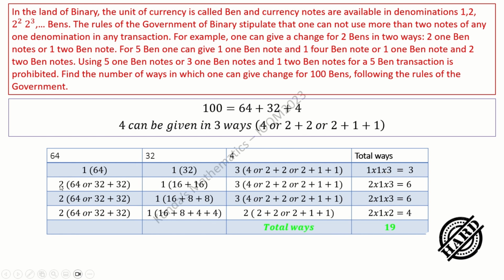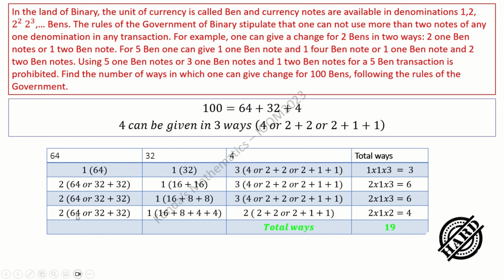So many possibilities. 64 can be given as 2 32s and 32 can be given as 2 16s. You cannot keep the same 32 here because already 2 32s are there. Okay. So this is 2 into 1 into 3. Now next, 64 can be given as 32 plus 32 and 32 can be given as 16 plus 8 plus 8. Okay. So that is 2 into 1 into 3.